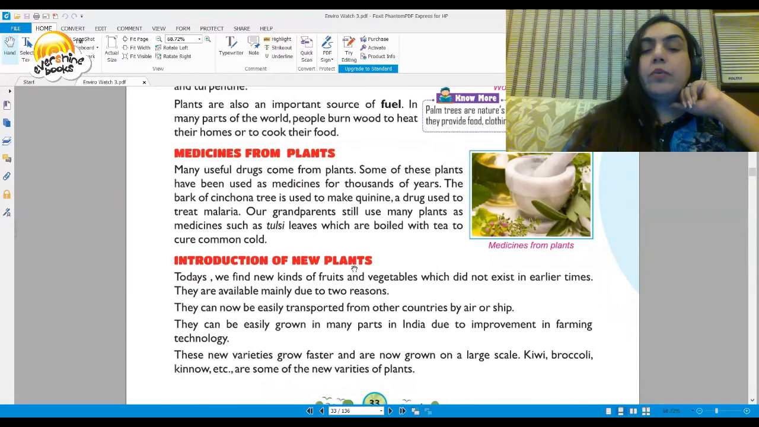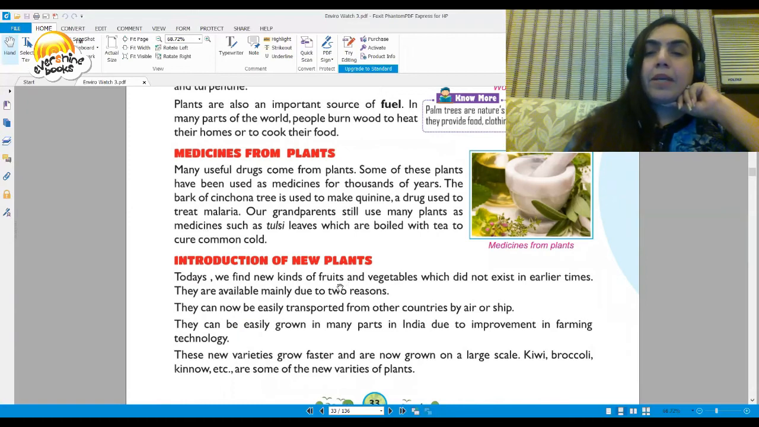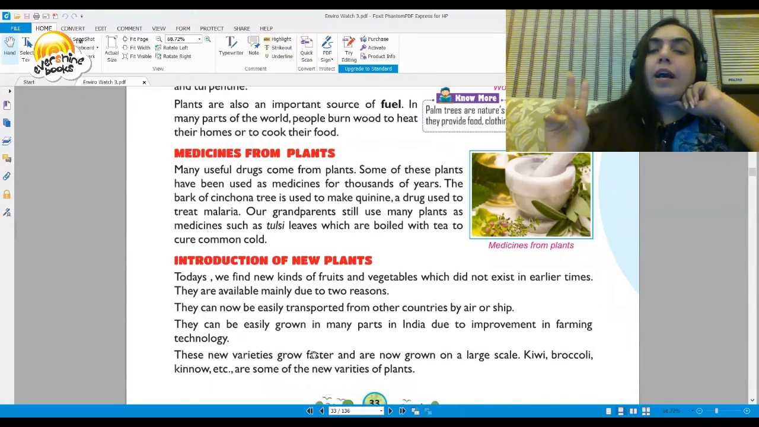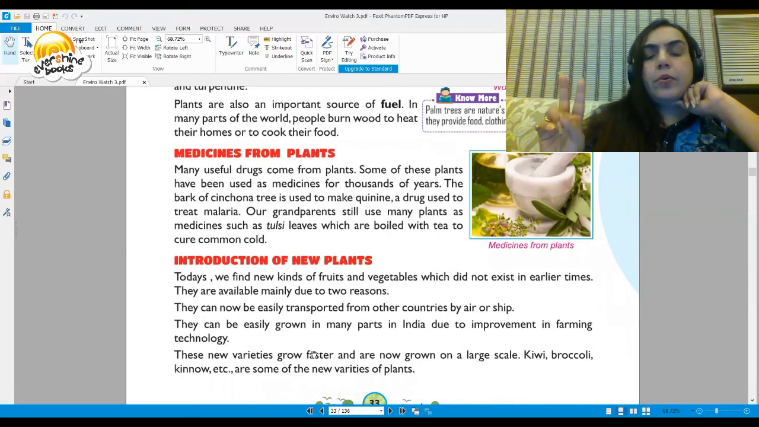Today, we find new kinds of fruits and vegetables which did not exist in earlier times. They are available mainly due to two reasons. One, they can be easily transported from other countries by ship or air. And number two, they can be easily grown in many parts of India due to improvements in farming technology.